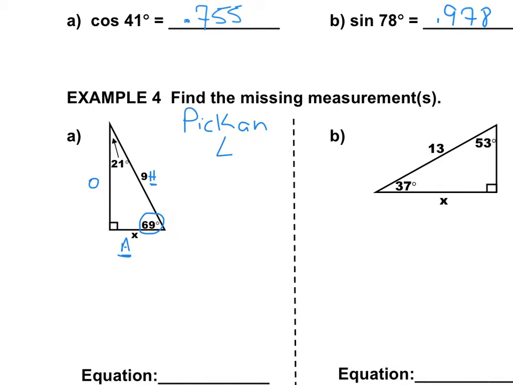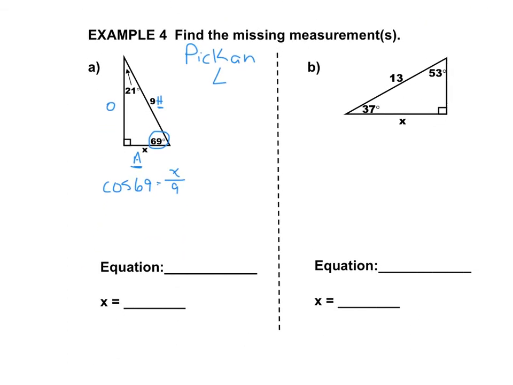So A and H go with cosine, because cosine's adjacent over hypotenuse. So I'm going to put the cosine of our angle equals adjacent, which is x, over the hypotenuse, which is 9. Now that is our equation. So I'm going to write that right here. Cosine of 69 is x over 9. Now we need to solve it.